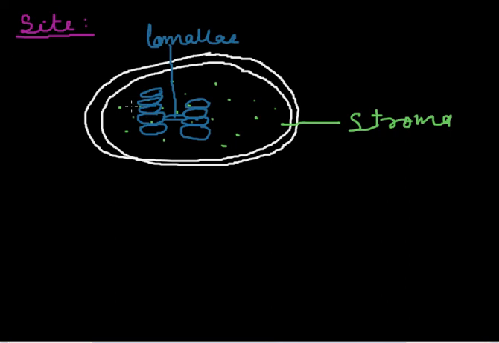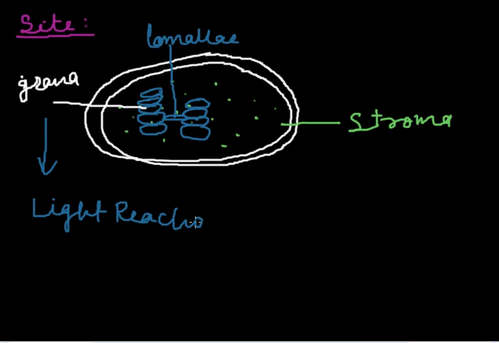Grana are the site of light reaction, and stroma are the site of dark reaction. Means in photosynthesis, one reaction always occurs in the presence of light in the grana, and the other reaction, the second step of photosynthesis, can proceed also in the absence of light, so it is called dark reaction.